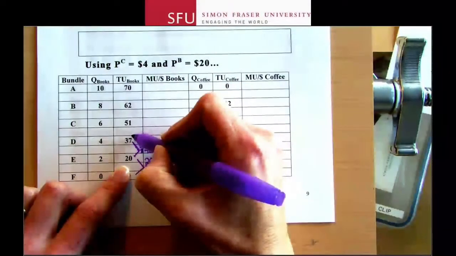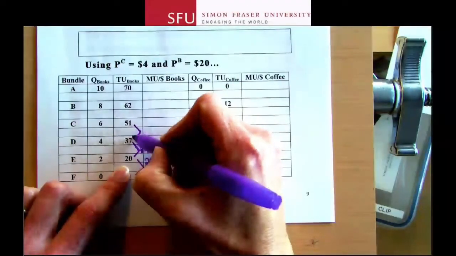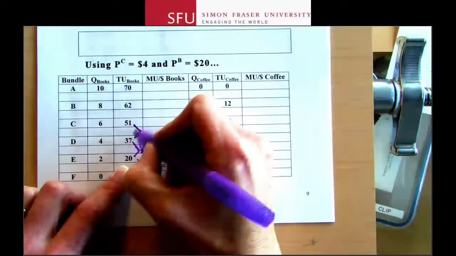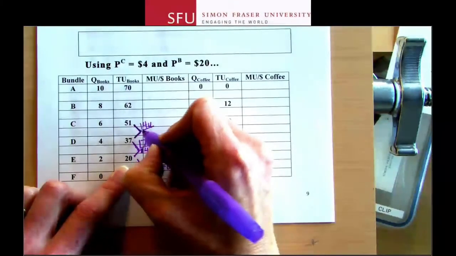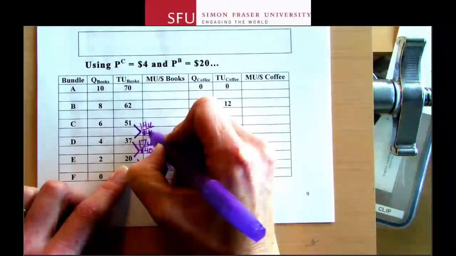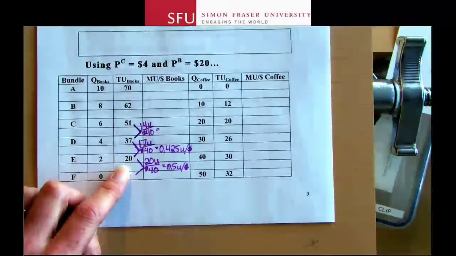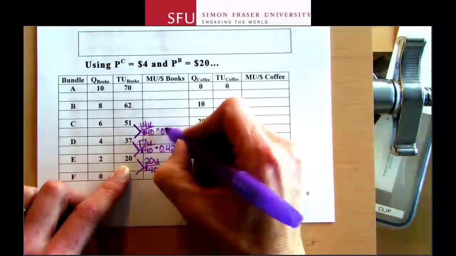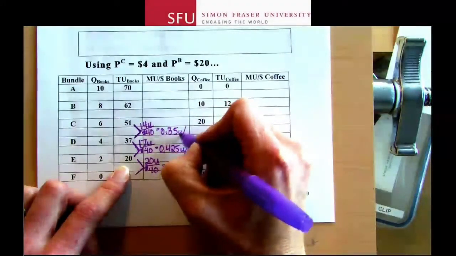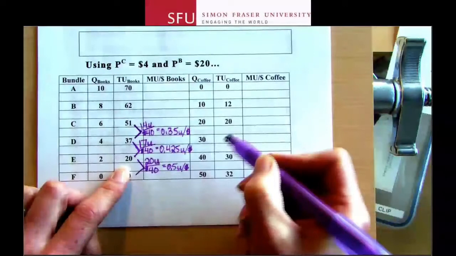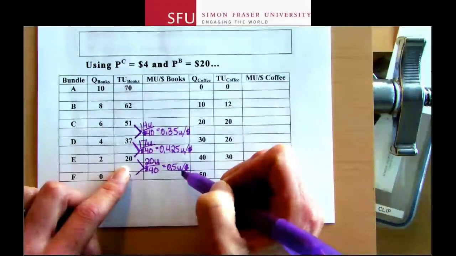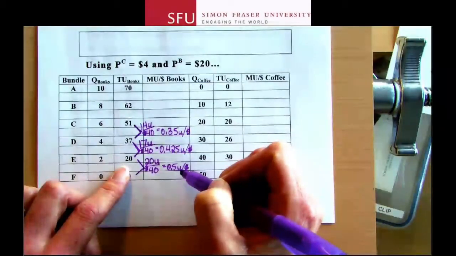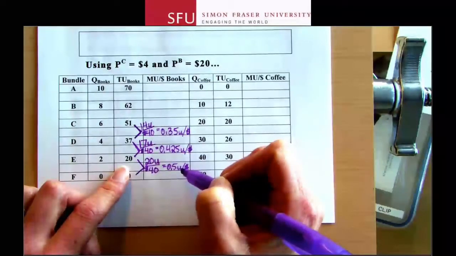Next 2 books increase utility by 37 to 51. That would be 14, and those 2 books will cost you $40. That's 0.35. So of course these numbers are going down because as you get more and more books, your marginal utility is going to be falling, but the cost is the same.